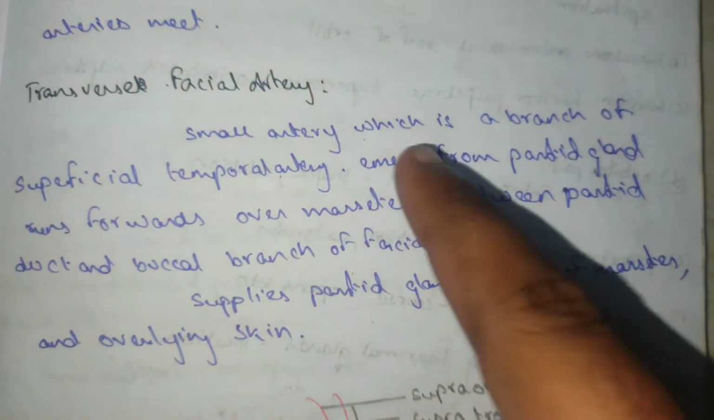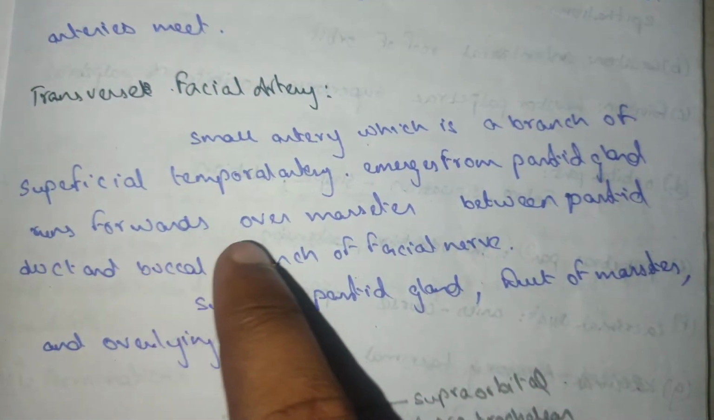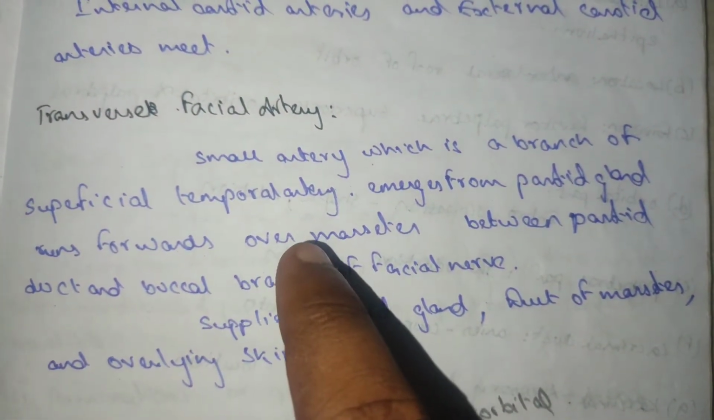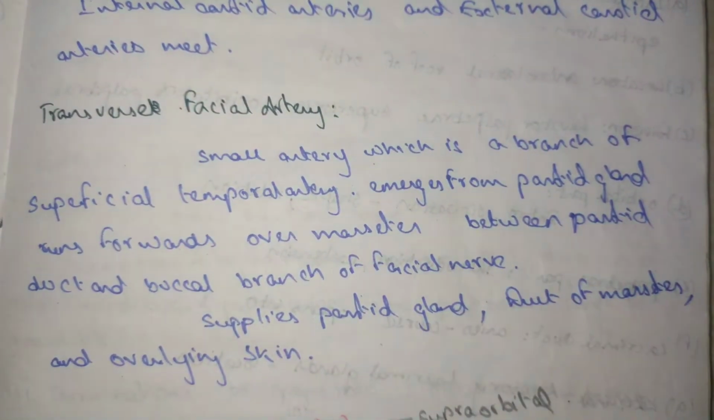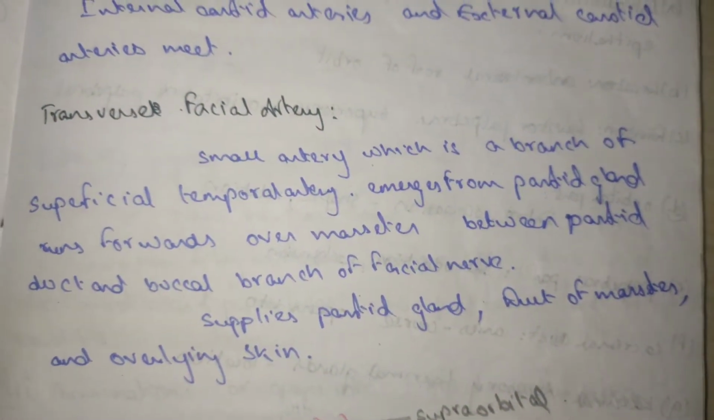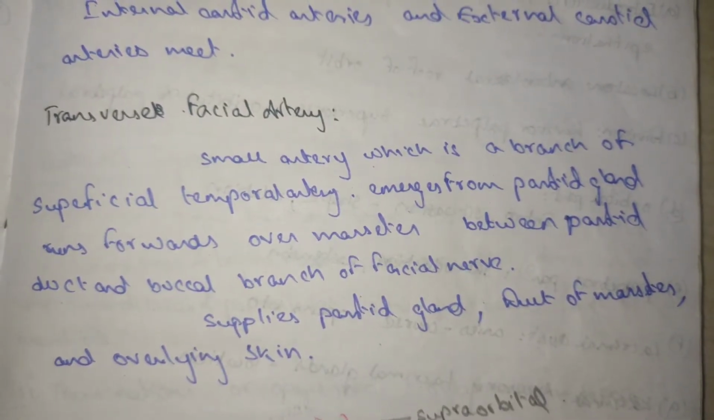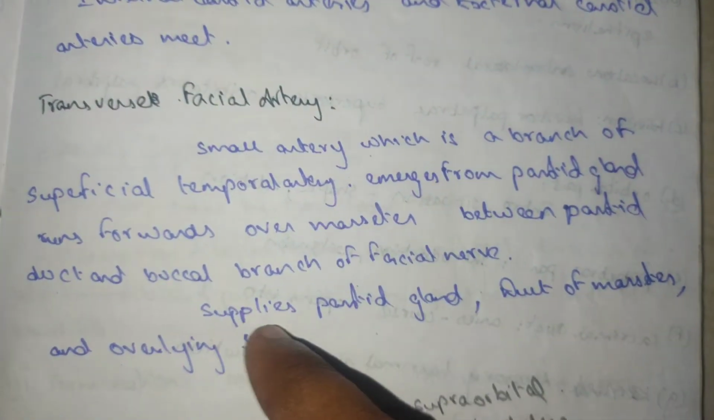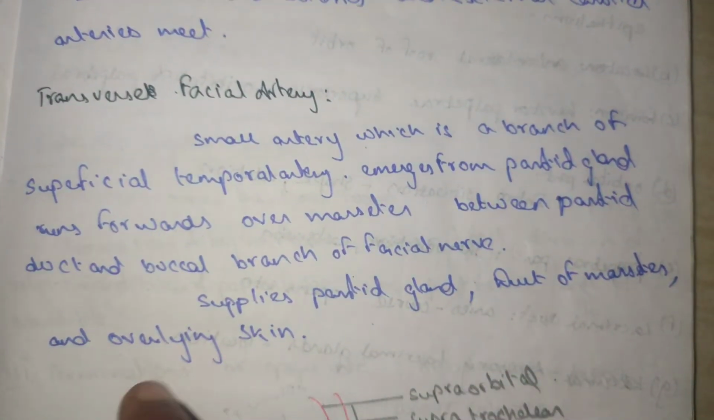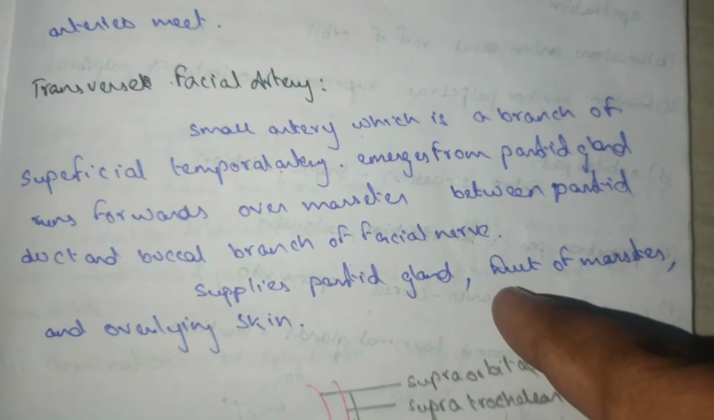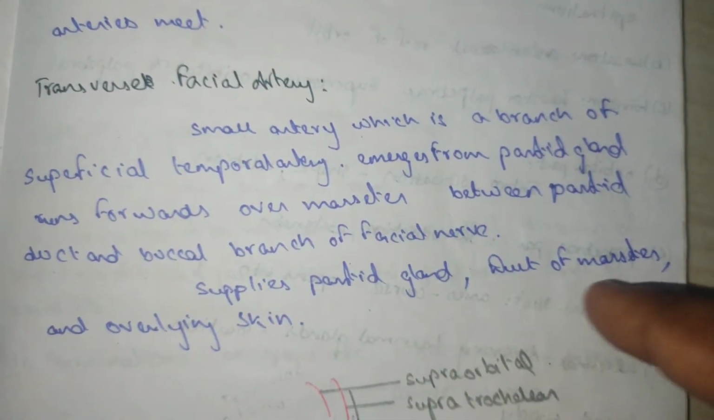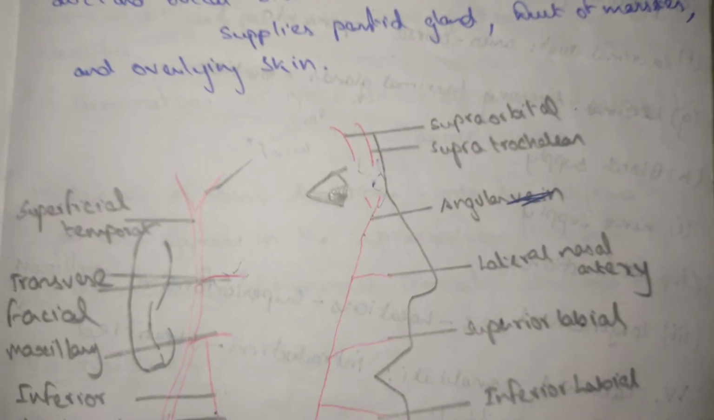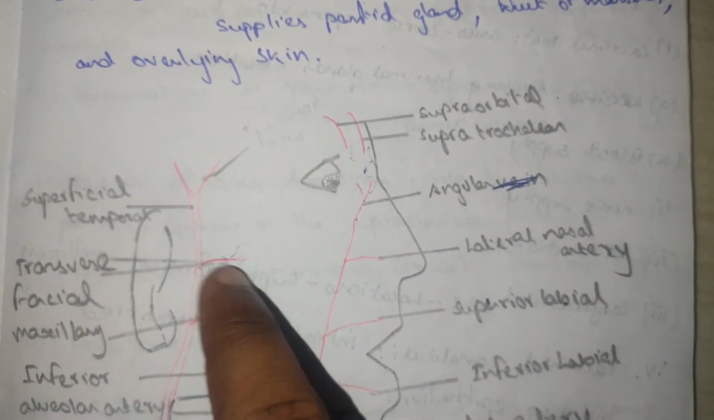Transverse facial artery, a small artery which is a branch of superficial temporal artery, emerges from the parotid gland and runs towards and over the masseter. It runs deep to the parotid gland as well as deep to masseter and buccal branch of the facial nerve, and supplies the parotid gland, its duct, the masseter and overlying skin. This is the transverse facial artery.